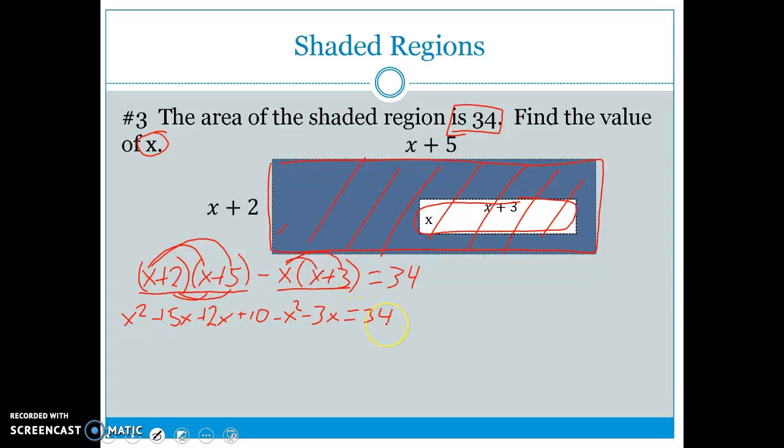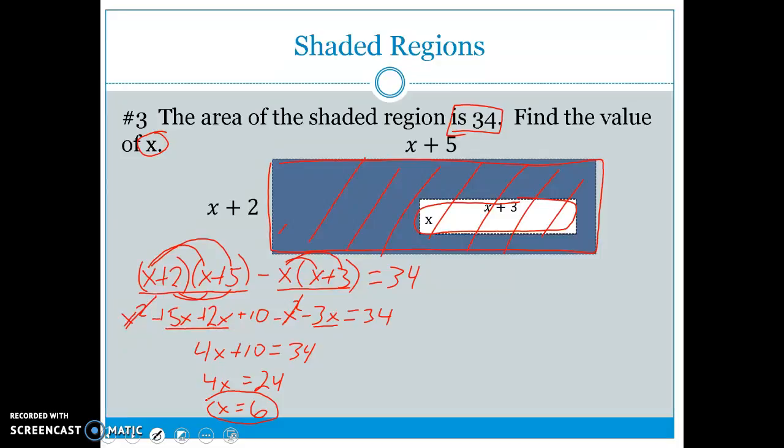I'm going to combine my like terms. x squared minus x squared is nothing. 5x plus 2x is 7x minus 3x is 4x plus the 10 equals 34. So if I subtract 10 from both sides, I'll have 4x equals 24. If I divide by 4, x then has to be 6.